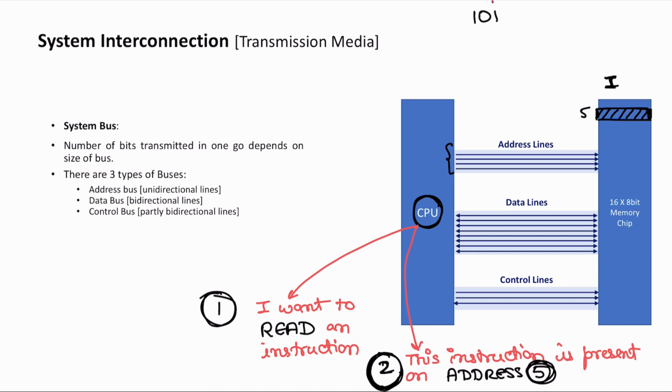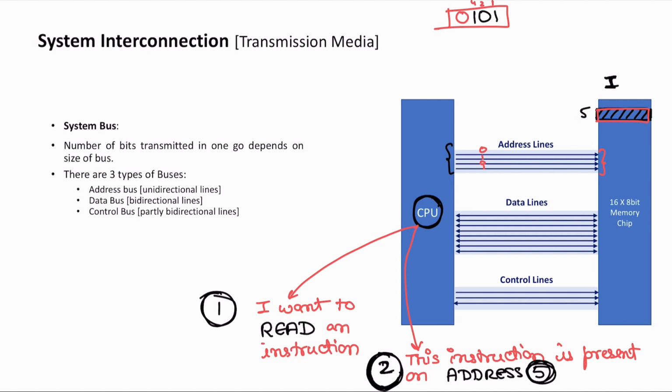101, 1, 2, 4. I think you must be knowing that. Since there are 4 lines here, we can put 0 here, 1 here, 0 here, 1 here. And here memory will know that since 0101 is coming from address lines, this is some address. This is the address of a cell on which CPU wants to do something, right?